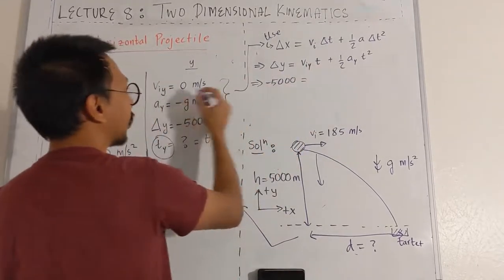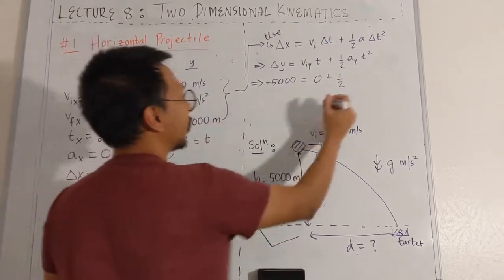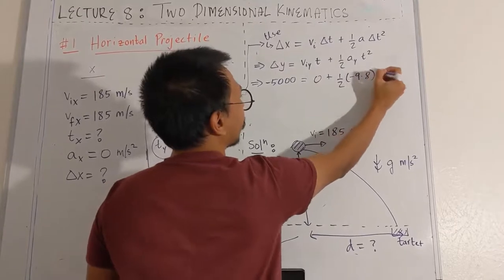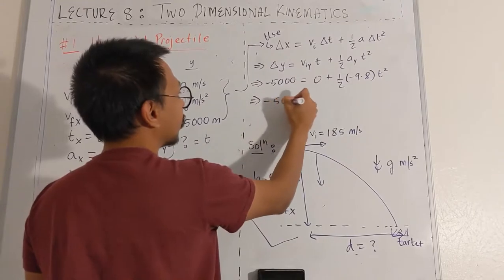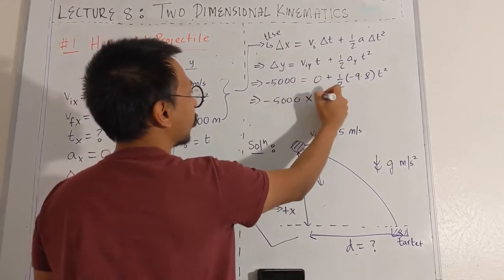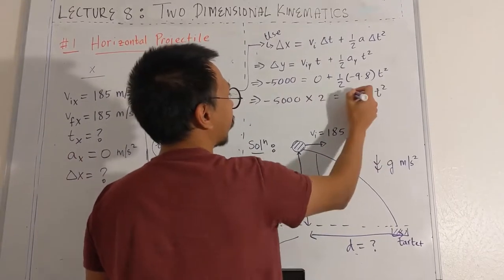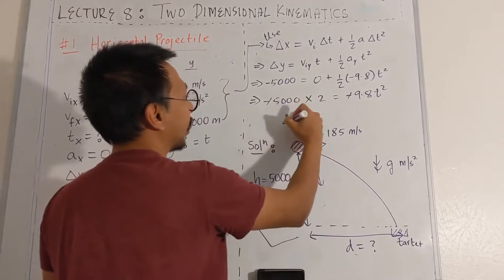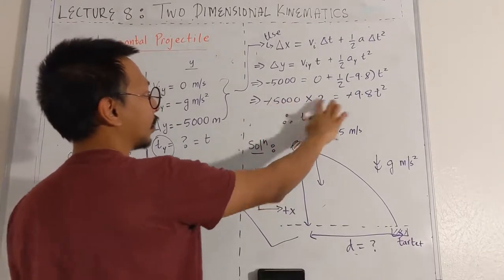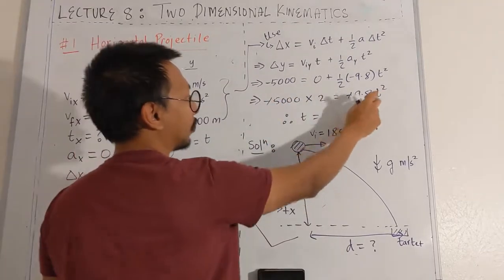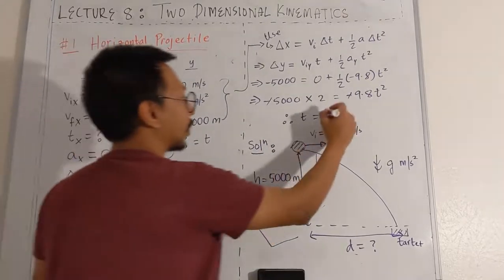Since vi in the y direction is 0, this term is 0, plus 1/2. What is ay? It is negative g, which is negative 9.8 t squared. So we end up with negative 5000 multiplied by 2 equals negative 9.8 t squared. The negatives can go away, and the time can be found by first dividing 5000 multiplied by 2 by 9.8, taking the square root, and then the time can be found to be 31.9 seconds.